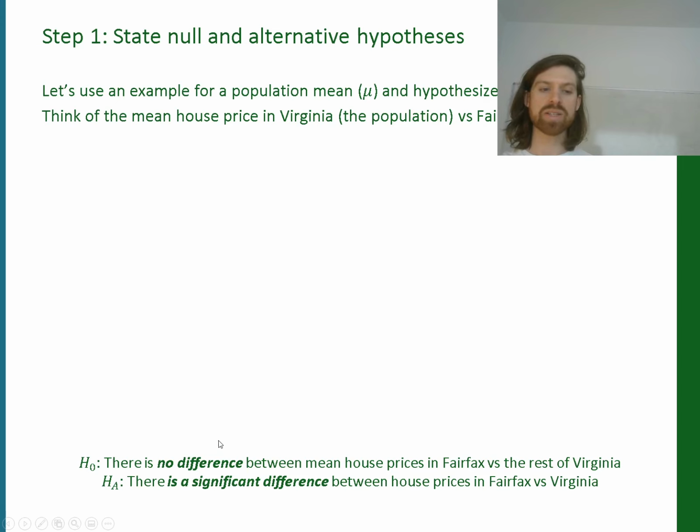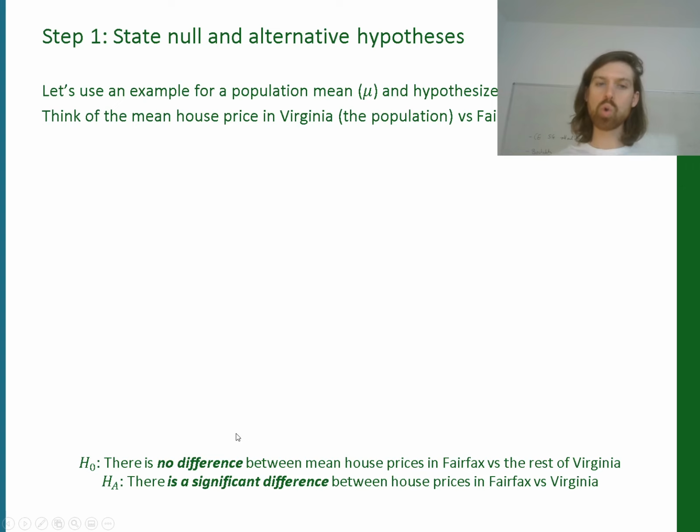So I think the key part here is that the null hypothesis always hypothesizes that there's no relationship between the processes that we're looking at. So there's no difference between the sample mean and the population mean, okay? Whereas the alternative hypothesis is looking for that relationship. So you can see here, we're saying that there is a significant difference between the population and the sample.